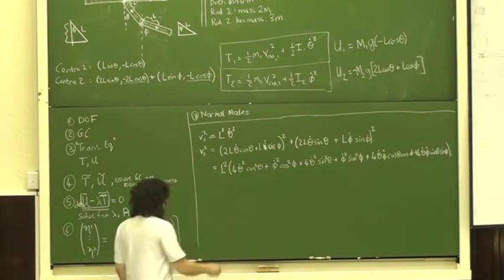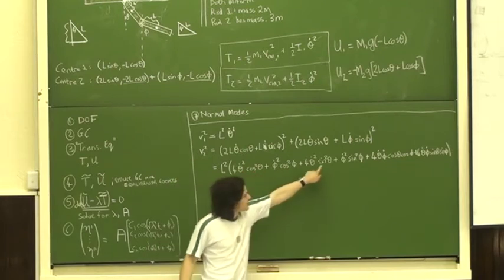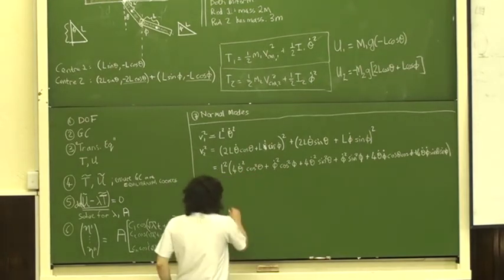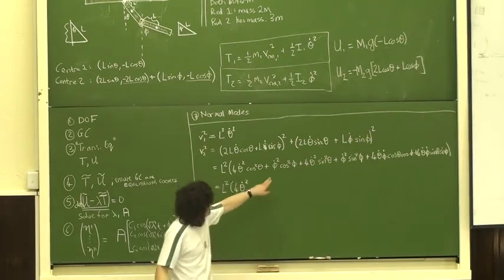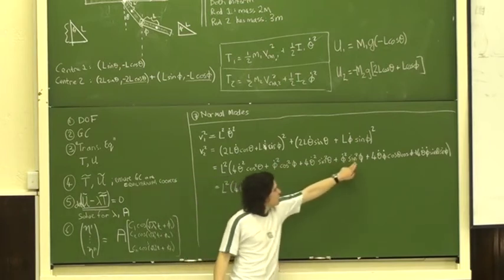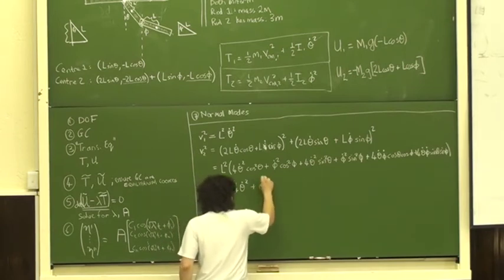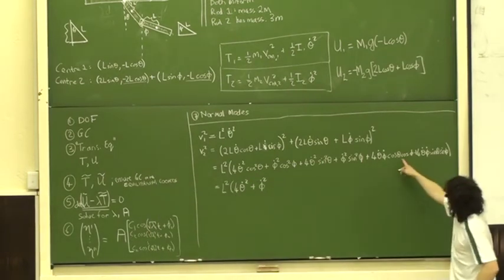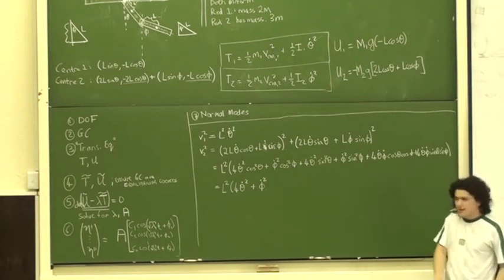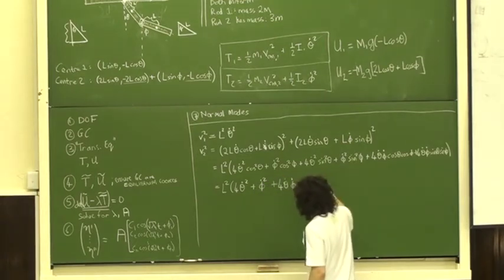So we can do quite a lot of little simplifications here. The first one is 4 theta dot squared times cos squared theta plus sine squared theta. Well, that's just 4 theta dot squared. The second one is phi dot squared times cos squared phi plus sine squared phi. Well, that's just phi dot squared. The next one is 4 theta dot phi dot times cos theta cos phi plus sine theta sine phi. Well, that's just 4 theta dot phi dot times cos of theta minus phi.